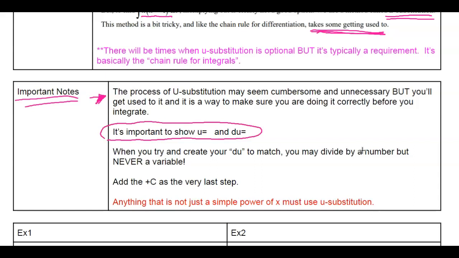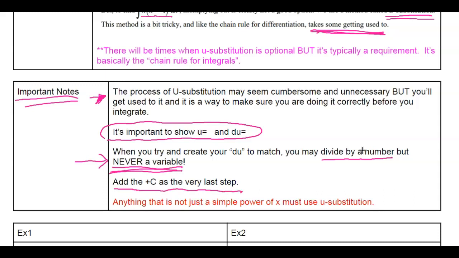So I'm going to call it matching. But whenever you want something to match up, this is super, super, super important. You can divide by a number, but you are never going to be allowed to divide by a variable. It does not create the correct answer. It might seem right, but it's not. The very last step, because these are all indefinite integrals, is always just going to be to add c. So we kind of ignore it until the very end.